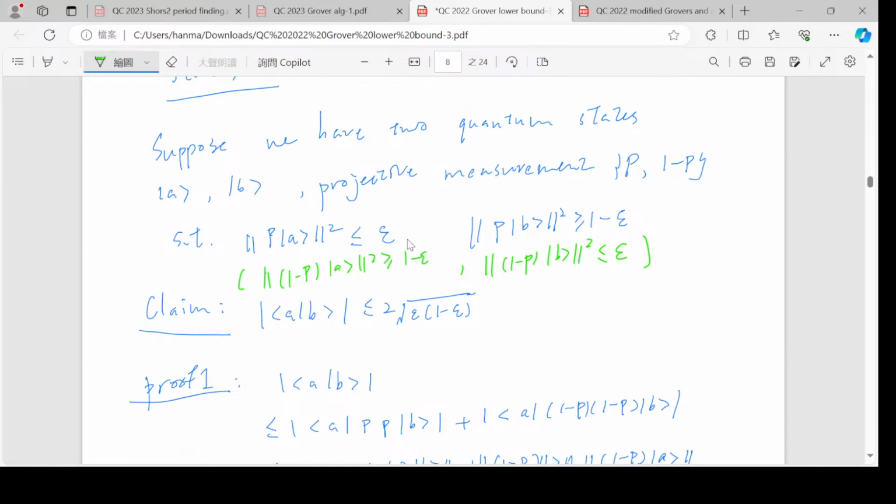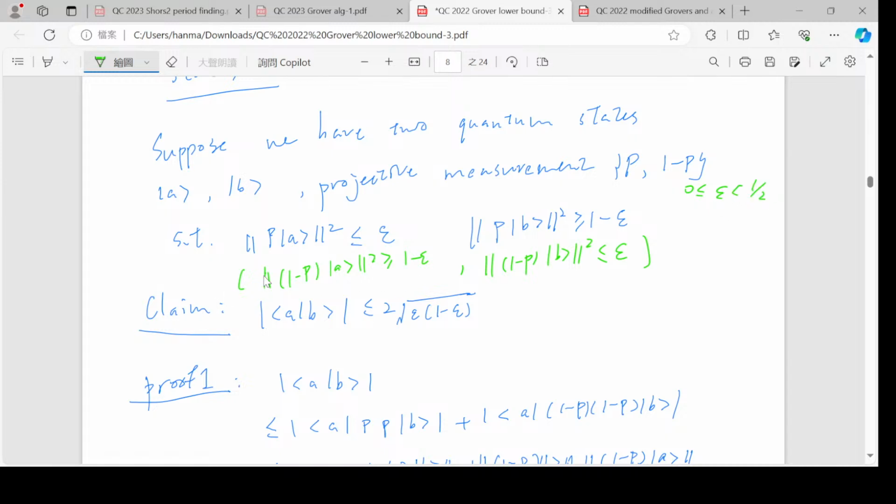So you do this two-outcome measurement and you input A and B. A has a pretty good probability to get the 1 minus P outcome, and B has a pretty good probability to get the P outcome, because they are greater than 1 minus epsilon, and we think epsilon is a small number. Although at the end our epsilon should be between 0 and 1/2, so it can be not so small.